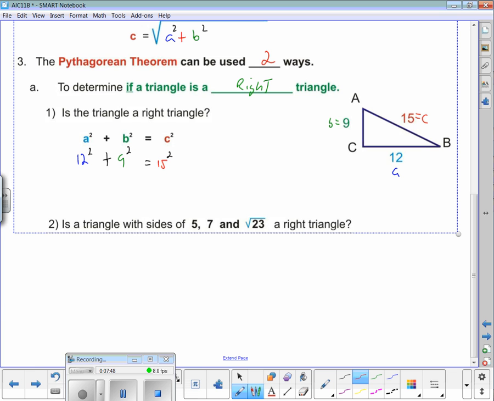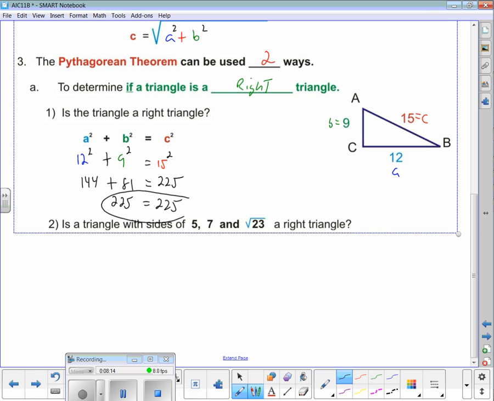So if you know the squares in your head, fine. If not, use your calculator. 12 squared is 144. 9 times 9 is 81. And 15 times 15, not everybody knows that one, is 225. Again, you can use your calculator for those numbers. Okay. Take your calculator if you need to, or do it in your head. What's 144 plus 81? Well, it is indeed 225.